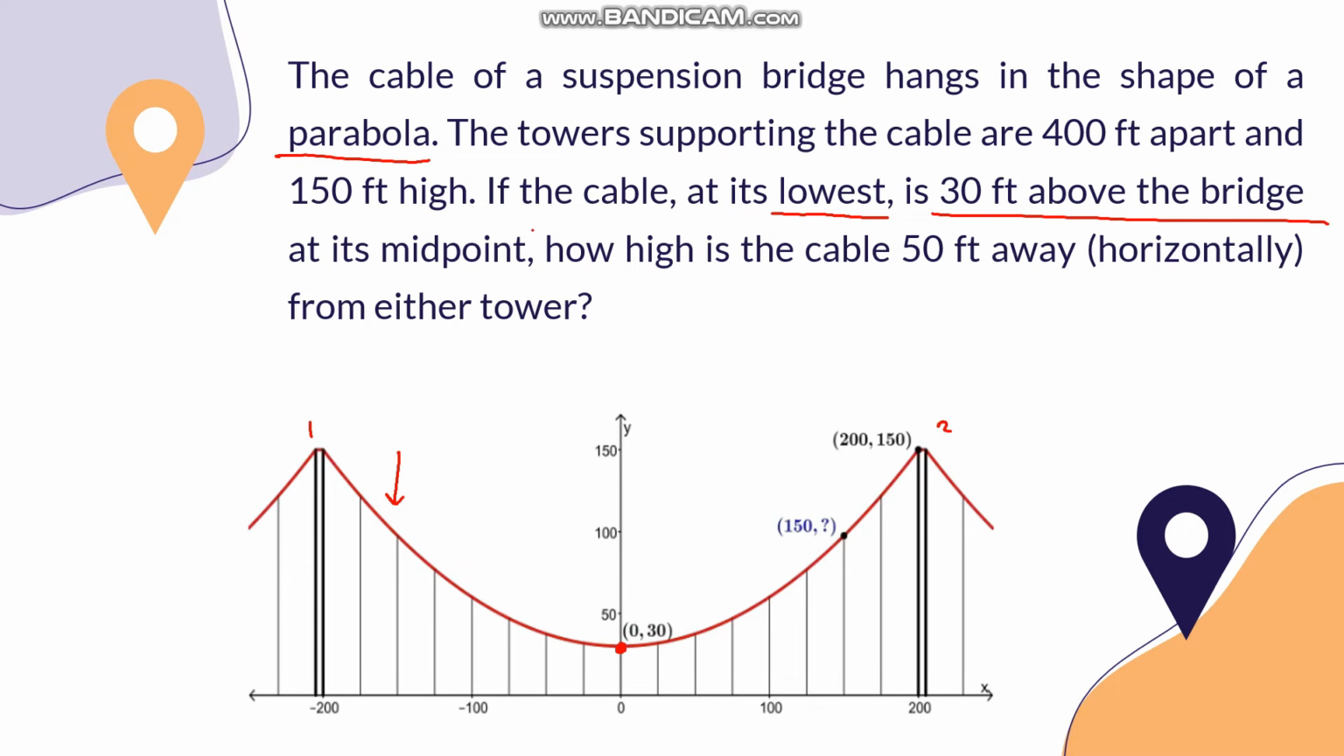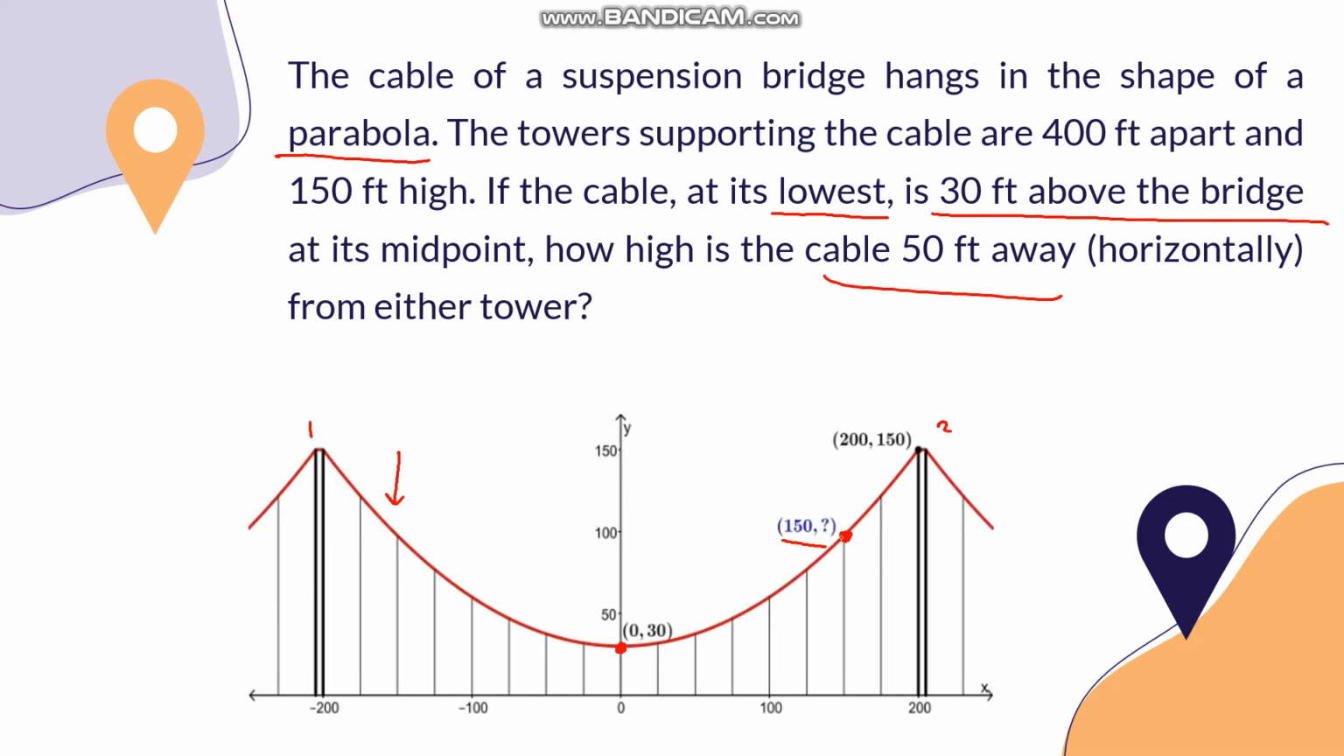Now, the question is, how high is the cable 50 feet away from either tower? So if this is the tower, then 50 feet away from it is x = 150, because we just subtracted 50 from 200. So how high is this point right here, which is part of our parabola? That is the one that we have to solve. We know that the x-coordinate of that point is 150 since it's 50 feet away from the tower. And we're solving for y because that represents the height of the cable.